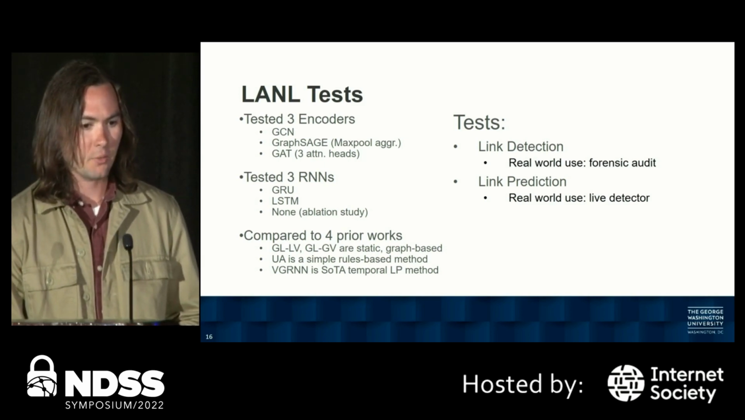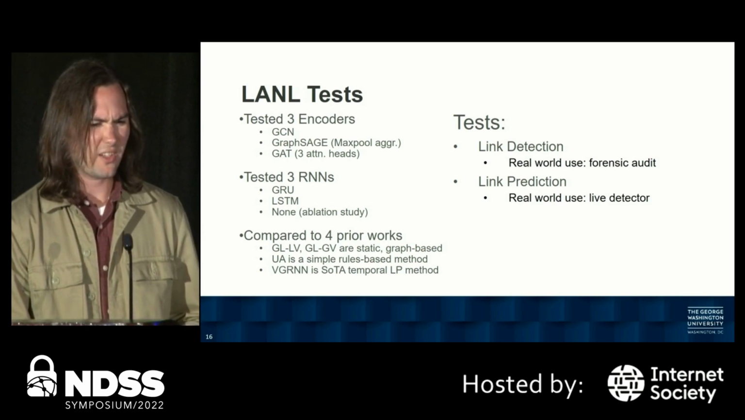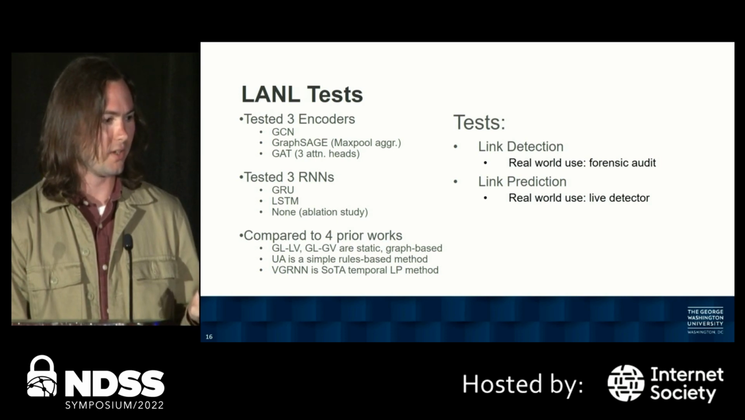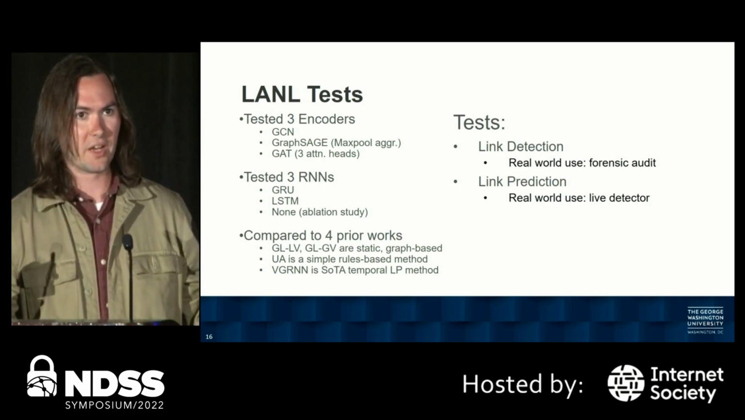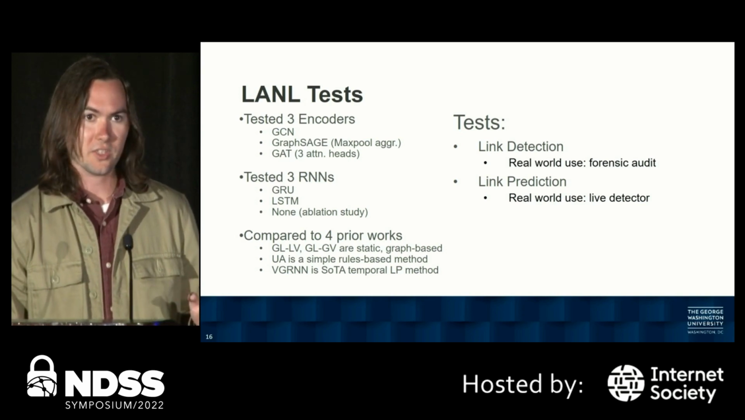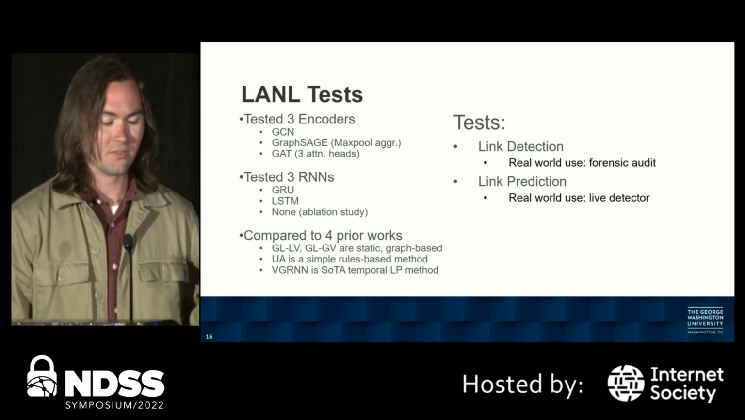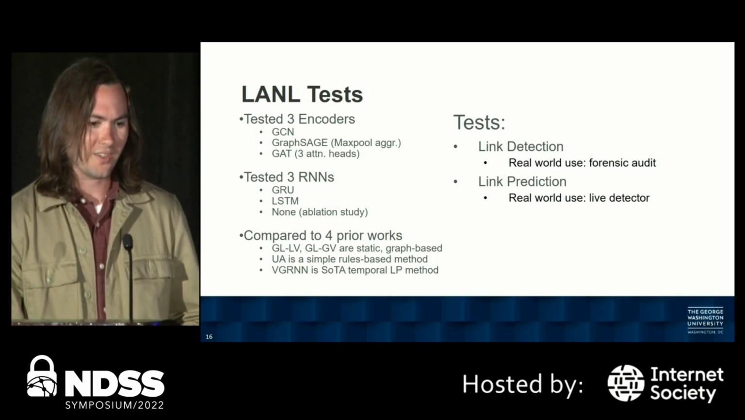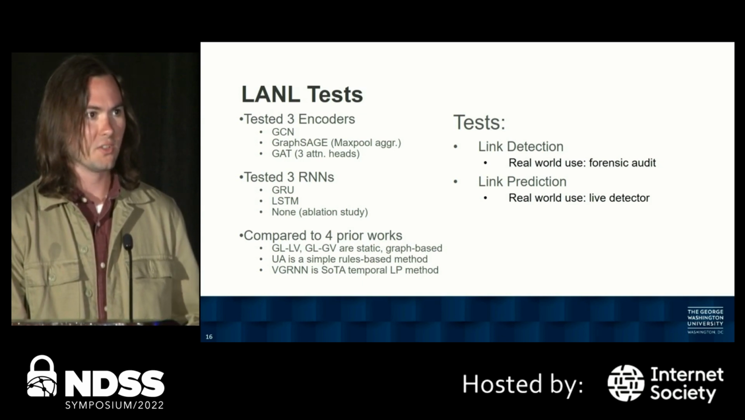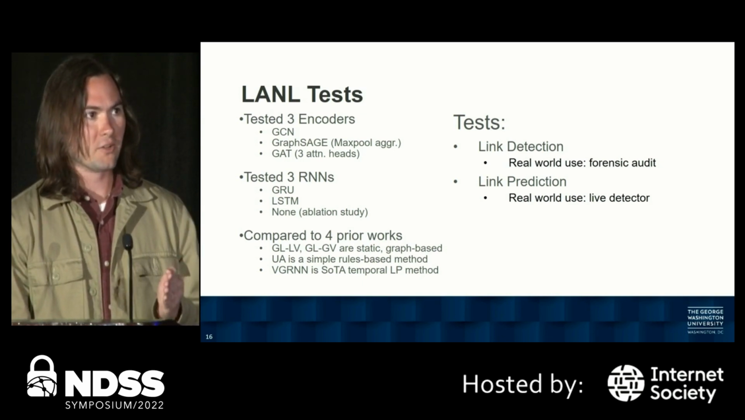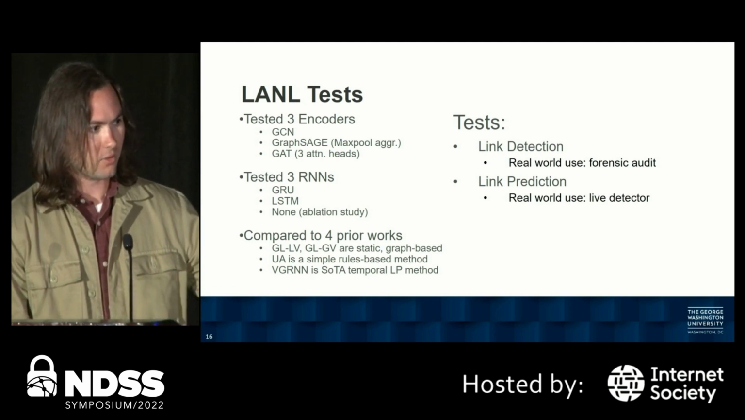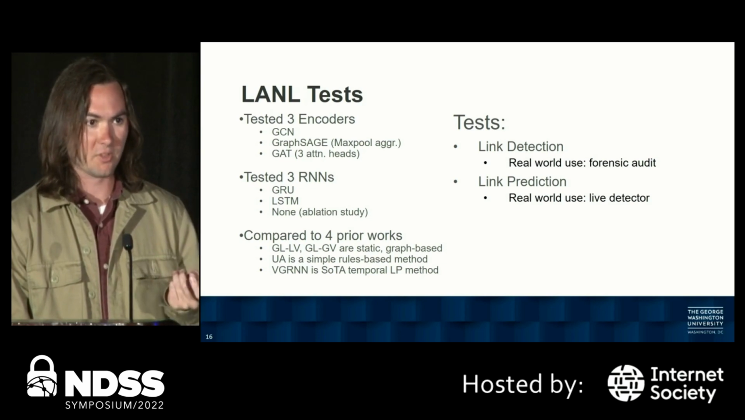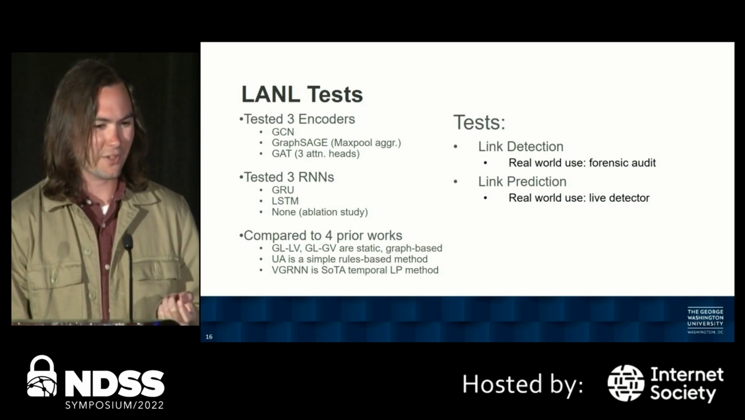And finally, we compared it to 4 prior works. GLLV and GLGV are from one paper. It's two different ways of looking at a network as one large static graph that doesn't change over time, and using node2vec, which is similar to word2vec, if you're familiar, to produce node embeddings. UA is unrecognized authorization. That just means, prior to the red team attacks, looking at every single authorization event that happened, and any new authorization that wasn't tracked, we're going to mark that as anomalous. That, as it turns out, is not very effective.